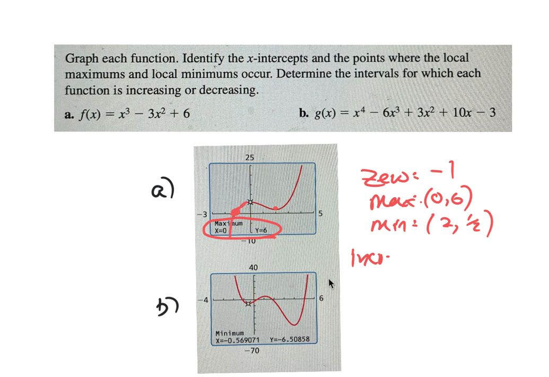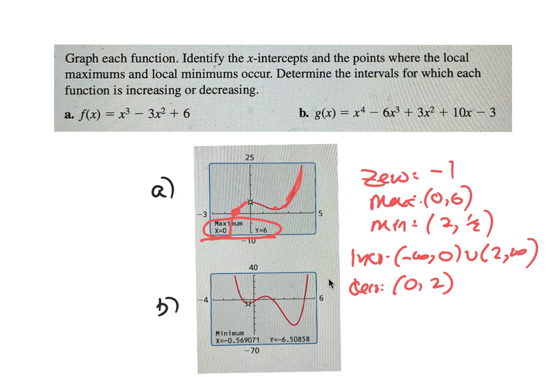All right, so it's increasing from -infinity until it gets to 0. Now we just use the x-coordinate. Then it's going to be decreasing from the max, which is 0, until the min, which is at 2. And then it starts increasing again right there. It increases from 2 to forever. All right, and that's how that one works.